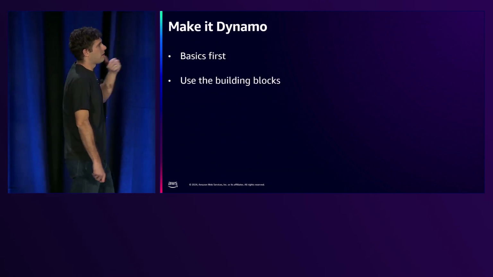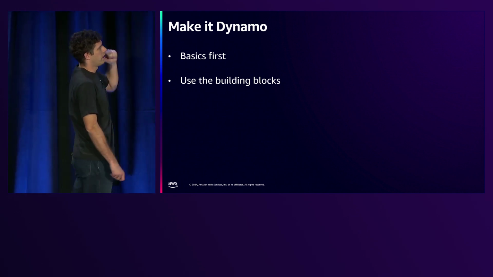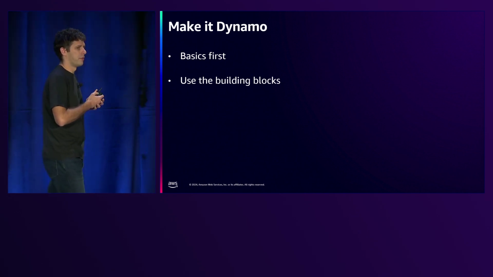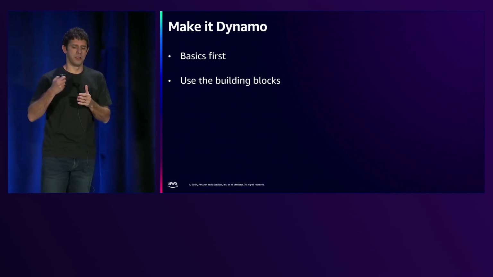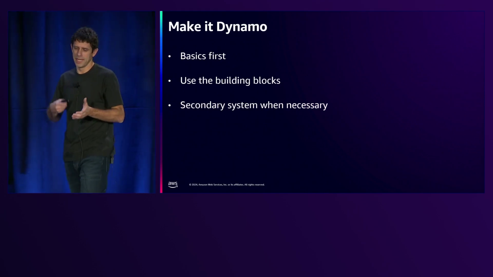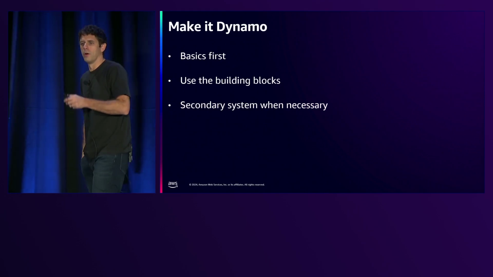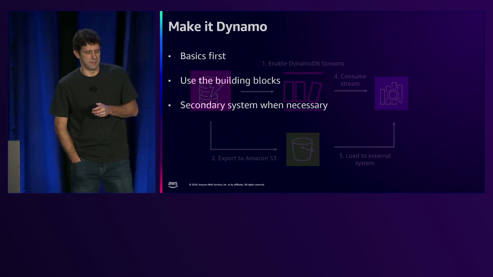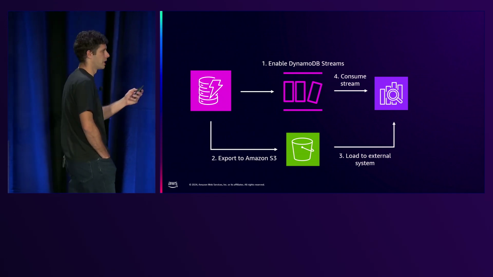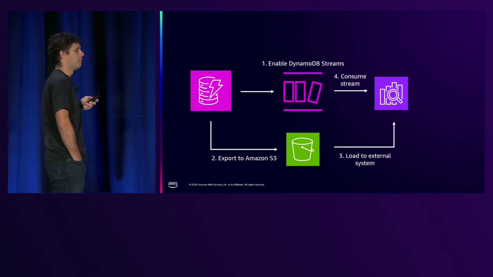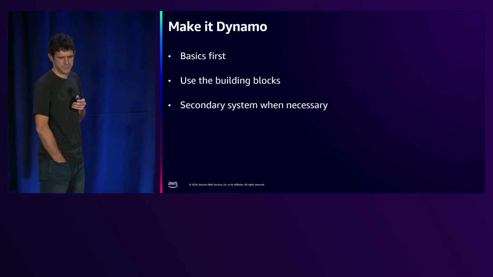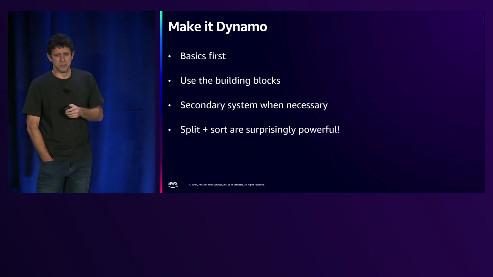But you'll find a lot of times that the basics work well, I can use the building blocks to build some other things, but I can't do everything I want to do, and I really need to go to an external system. That's where you use a secondary system where it's necessary, whether that's OpenSearch or Redshift or Snowflake or whatever that is. And that's where you can use both the initial export of Dynamo plus DynamoDB Streams to get that out there. But I would say don't jump to that too early is the last thing I would say.